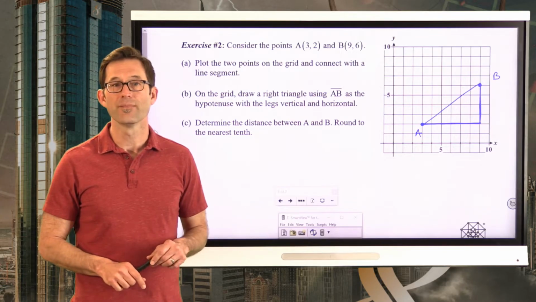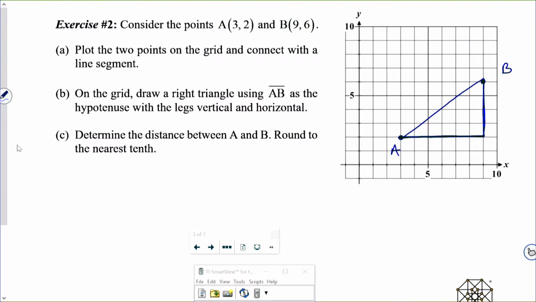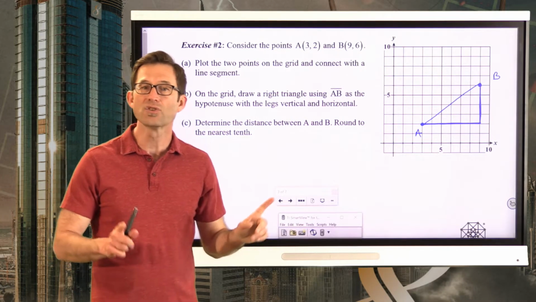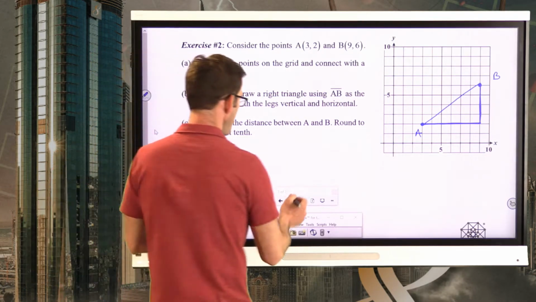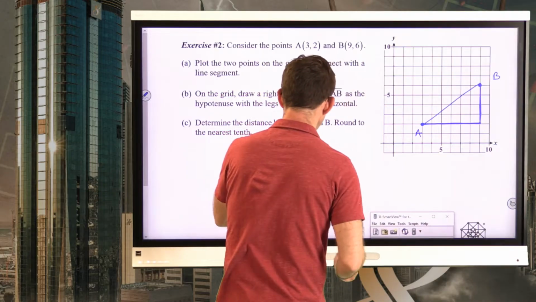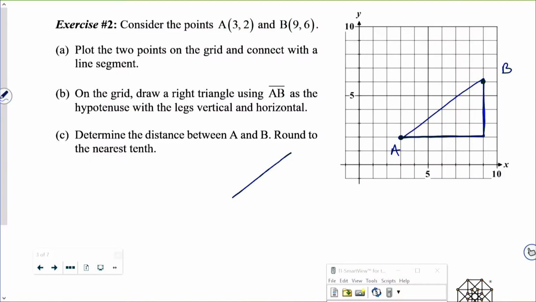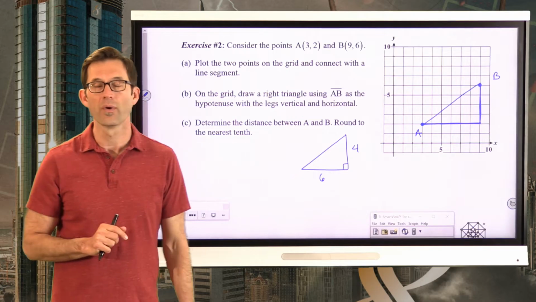So there's that right triangle. Now, letter C, determine the distance between A and B, round to the nearest tenth. All right, well, let's at least do a little bit more work here. Maybe I'll draw my right triangle down here, right? And what do we know? Well, we know that the length here is 1, 2, 3, 4, 5, 6 units. And we know the length here is 1, 2, 3, 4 units. And I can just simply do that by counting, right?